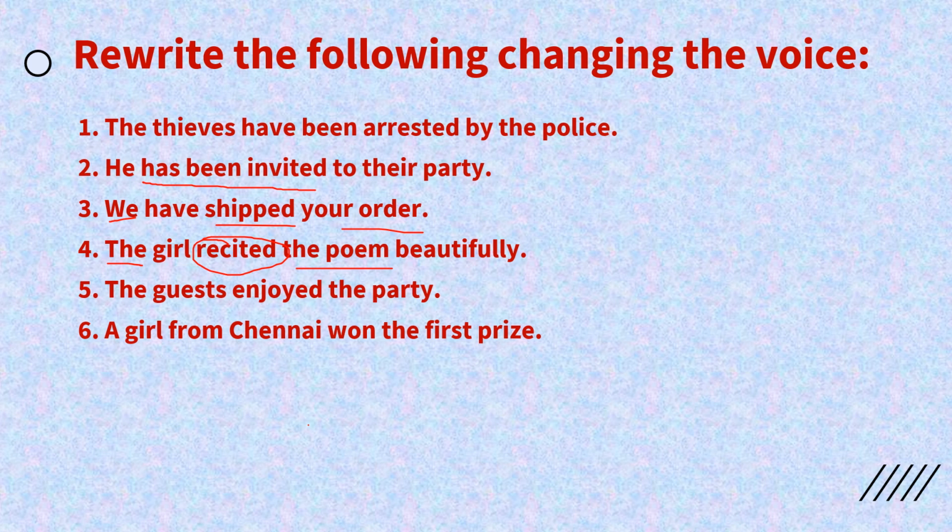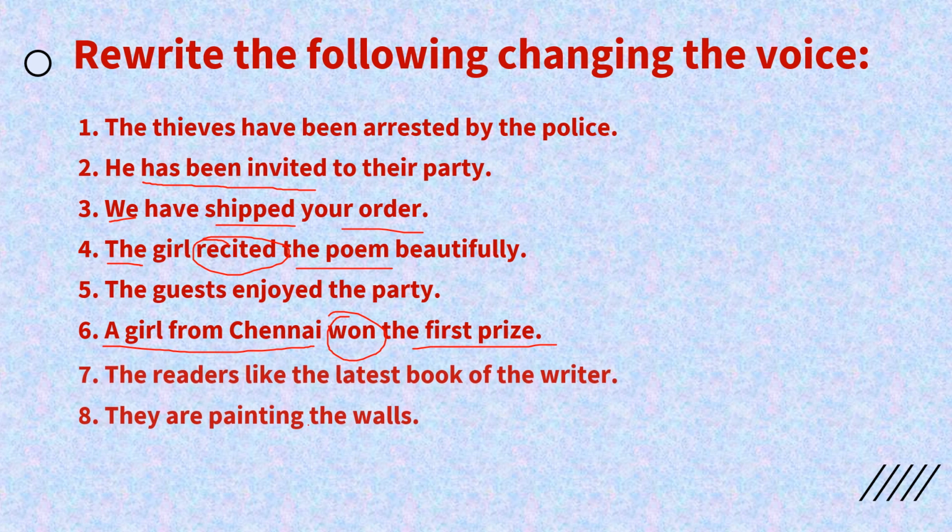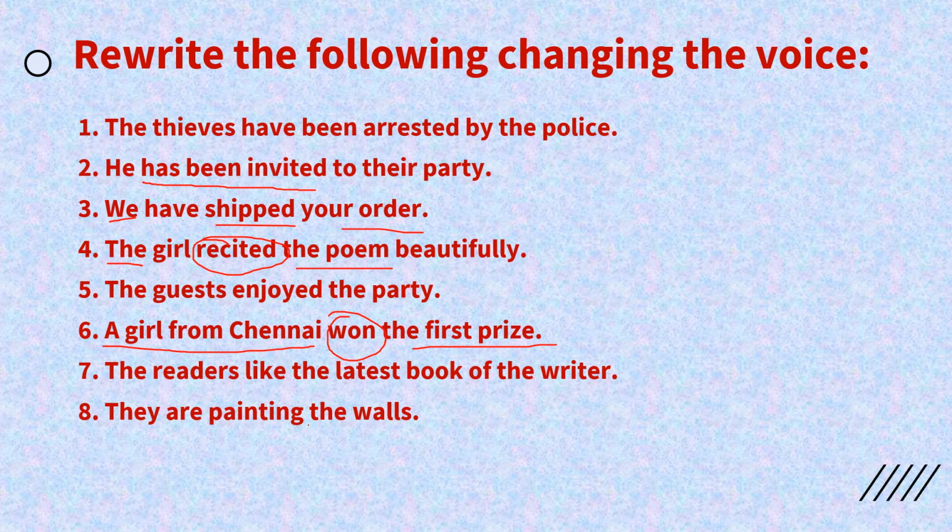The guests enjoyed the party, active voice. The party was enjoyed by the guests. A girl from Chennai won the first prize. A girl from Chennai is the subject, won is the verb, first prize is the object. So now this is active voice, we change it to passive. The first prize was won by a girl from Chennai. Similarly, you will do the other sentences.